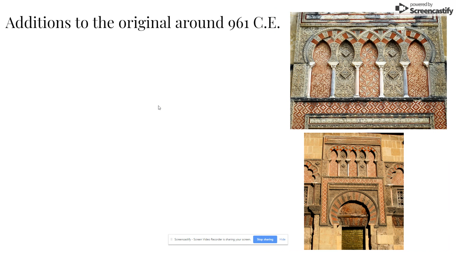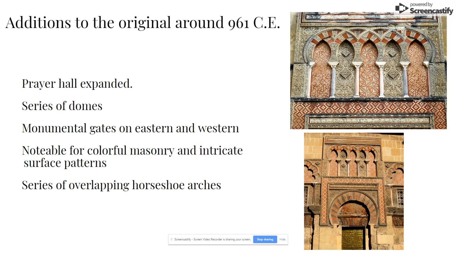The mosque was expanded several times, 3 times over the 200 years. I believe I already mentioned that. There were additions made to it, obviously, throughout the expansion. The prayer hall was expanded. Domes were added. It has a really amazing dome. I think I have a slide about this. There were monumental, large, impressive gates. Think about why the gates are supposed to be so large, so impressive. Large gates were added to the eastern and western sides. We want to remember the Great Mosque of Cordoba for its really colorful masonry, as we see here, and the overlapping horseshoe arches.